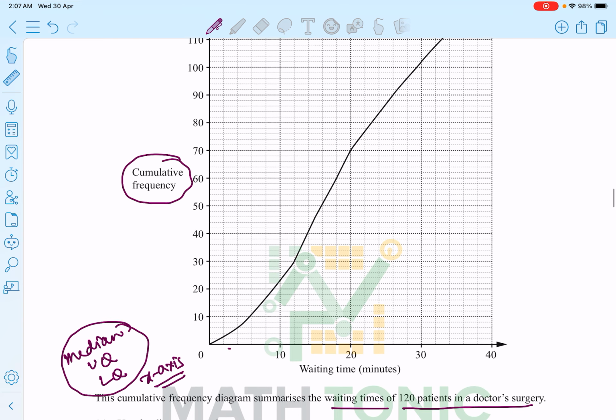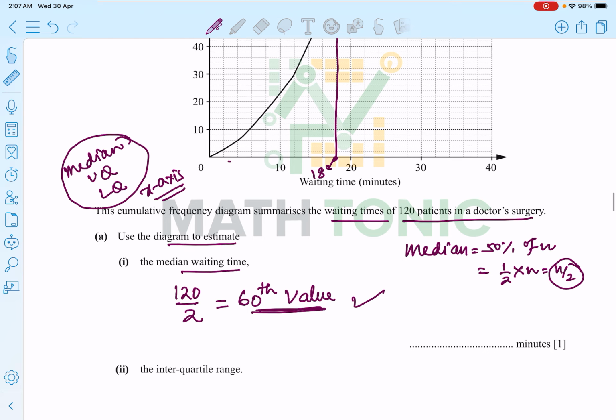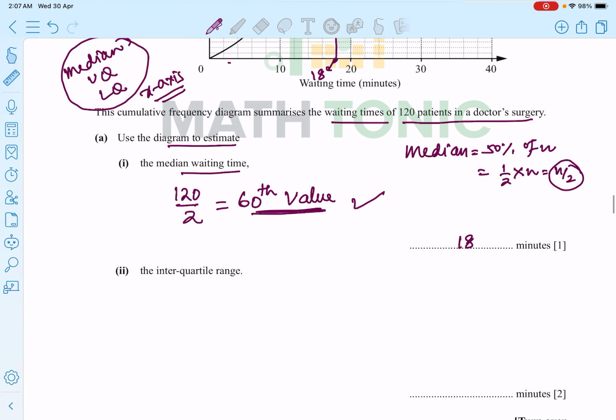Okay, let me check this. This is 60, right? Check where it is intersecting the graph. And if I go down, this value is the median value, which I got as 18. Can you see this, everyone? So this answer should be 18 minutes. This is the median waiting time for this question.